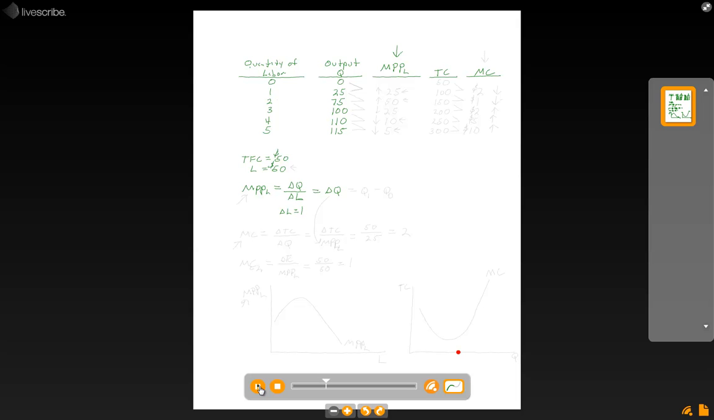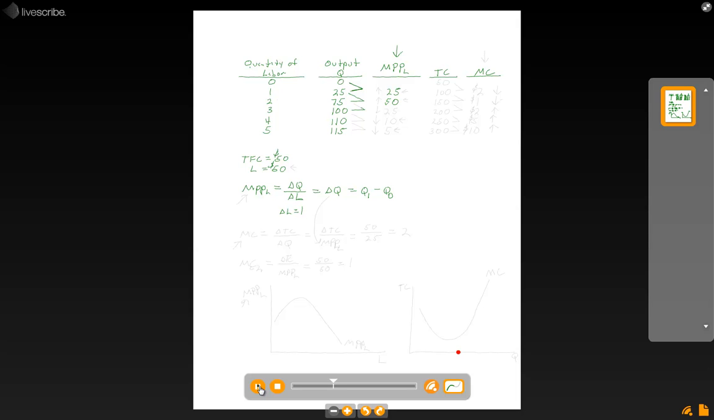So if I hire 1 laborer, we calculate delta Q as the quantity at time period 1 minus the quantity at time period 0. So we would have 25 minus 0, which gives us 25. So our first worker would give us an additional 25 units of output. 75 minus 25 is going to give us 50. Remember, we're looking at additional units, so our second laborer will give us an additional 50 units of output.